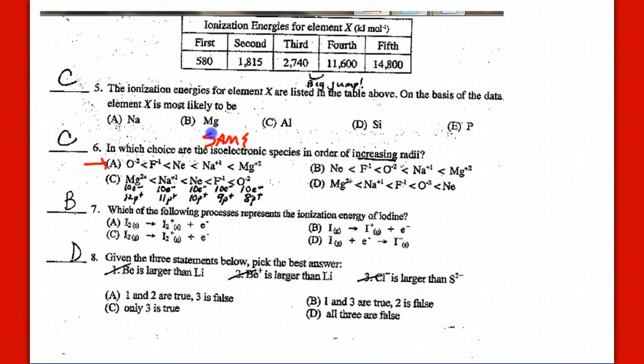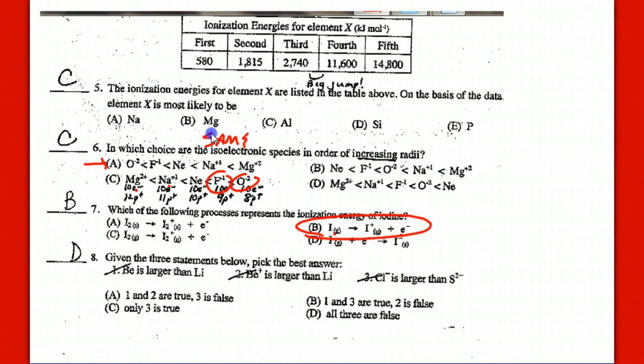If you're looking at the bottom row, the magnesium ion and the sodium ion, okay, that's good. And then neon, the fluoride ion, the oxide ion, that's good. The -2 is bigger than the -1. And then you've got the +1 and the +2. Remember, the more positive the charge, the more that it sucks in the electrons, it's going to make a smaller ion. Okay, number 7. Which of the following represents the ionization energy? Ionization energy is the energy required to rip off an electron. And so here, this is the answer because it's 1 I and you've got 1 electron.